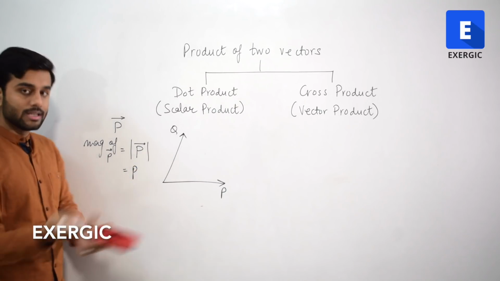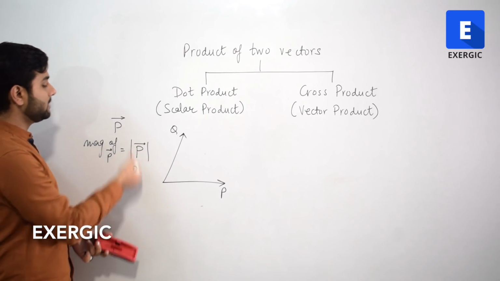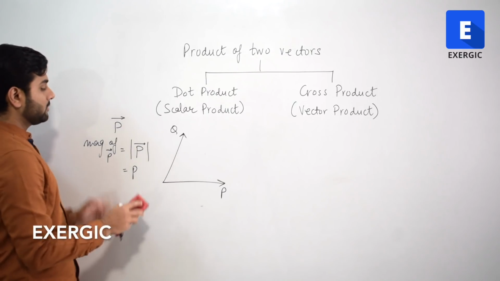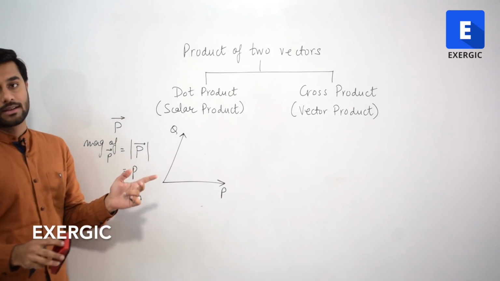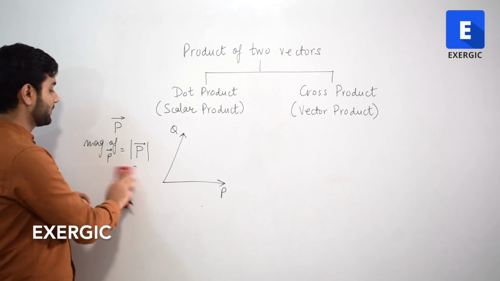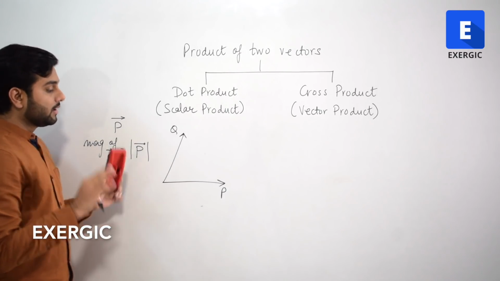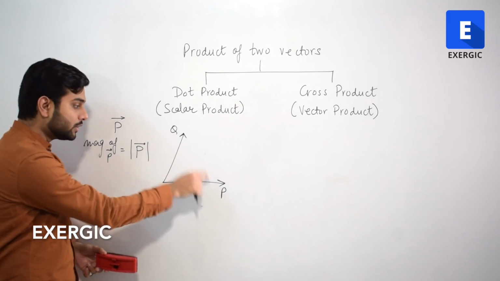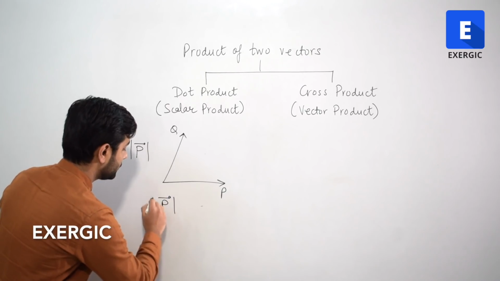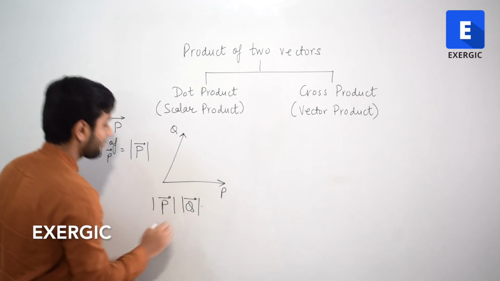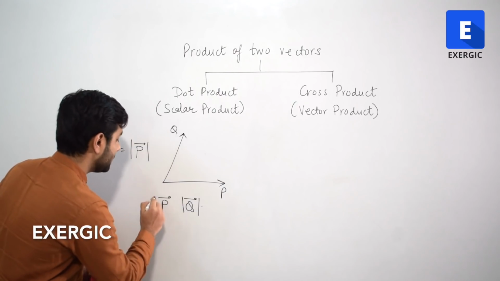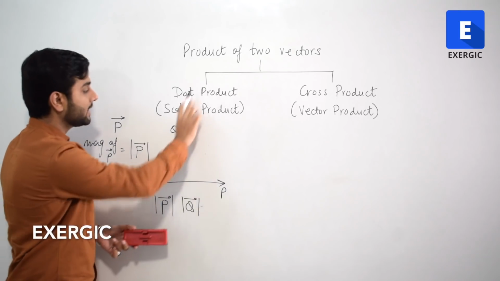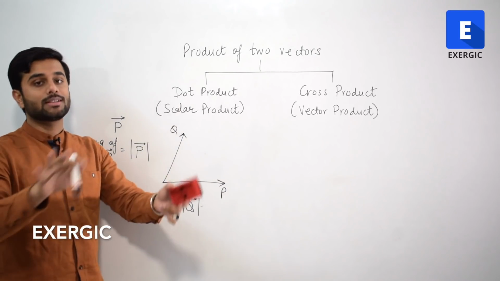It's not correct, but we do this: we directly write p to mean the magnitude of the vector, but the actual representation is this one. For some time I will be sticking to the actual representation, but then automatically I will start writing p and q when talking about the magnitude. So, coming to the dot product. If I want to multiply the magnitude of p and q, but in the direction of either of the vectors, either in the direction of p or in the direction of q, then that product is called the dot product.